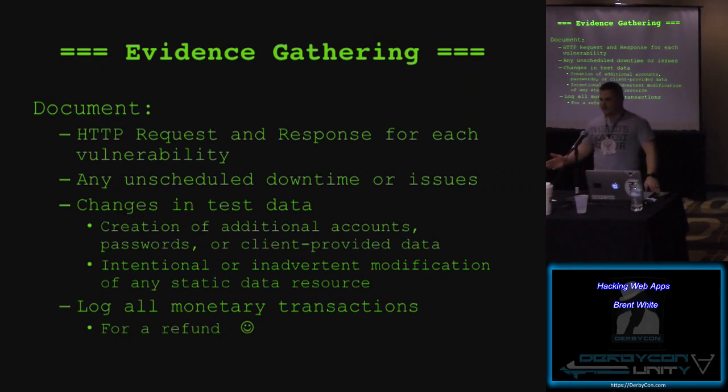Any unscheduled downtime or issues. If for whatever reason they didn't properly whitelist you on their firewall, their IDS, IPS, and there were times that you couldn't access the website, just make a quick note of that. That way, if they have any issues going over the report, you can say, hey, I couldn't access your site during this time. Any monetary transactions, so if it's a bank website or e-commerce or something, log that information. That way, if you do happen to use a personal card or company card, you can get your money back.